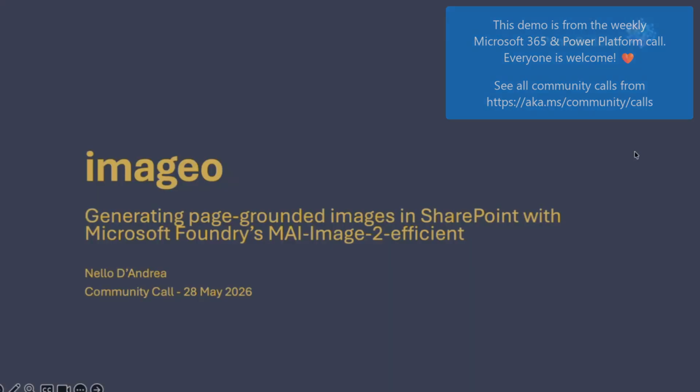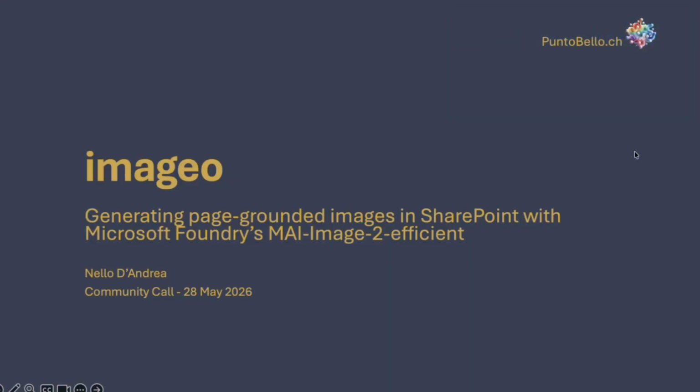Today I want to show Imageo. It's an open source SPFx extension which I published today, and it generates a page-grounded image right inside SharePoint. It uses Microsoft's new Foundry MAI-Image-2 efficient model. The idea is simple. Instead of going to a separate tool, the image generation lives on the page itself.